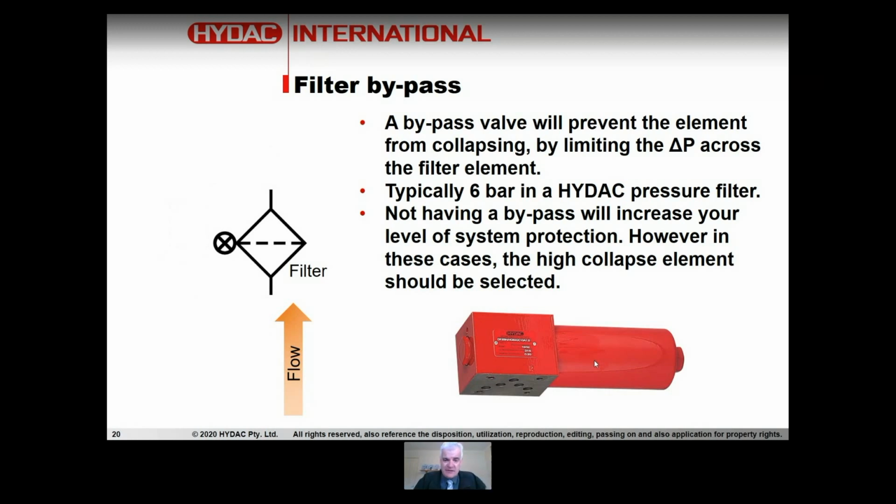Okay, so for that reason, we don't want to have an element rated to 20 bar. We want an element rated to 210 bar. Okay, so that's the technology there with the high collapse and the standard elements and what a bypass is.